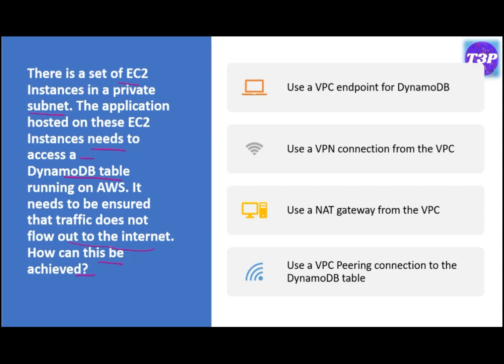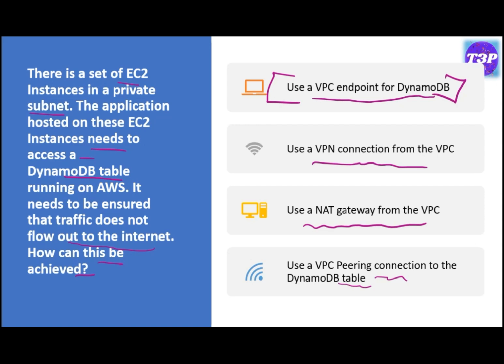The options we have: use a VPC endpoint for DynamoDB, use a VPN connection from the VPC, use a NAT gateway from the VPC, use a VPC peering connection to the DynamoDB table. So let's talk about the options one by one. Use a VPC endpoint for DynamoDB is correct, because a VPC endpoint for DynamoDB enables Amazon EC2 instances in our VPC to use private IP addresses to access DynamoDB with no exposure to the public internet. So this is our correct choice for this question.